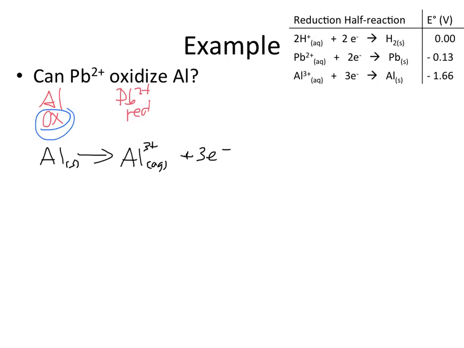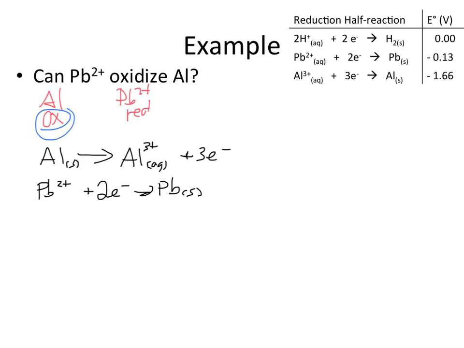Now, if Al is oxidized, that means Pb has to be reduced, so Pb2+ is going to be gaining electrons. We have a charge of 2+ here, and it wants to neutralize that charge, so it's going to gain 2 electrons to form Pb solid.